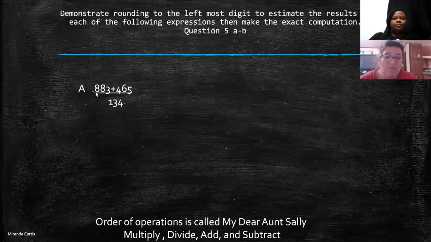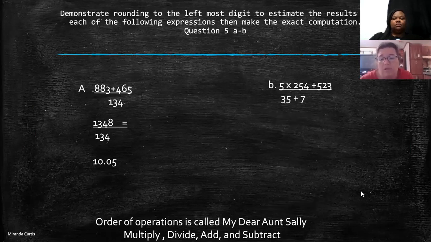So over here we have 883 plus 465 over 134. So what are we going to do? We're going to multiply, which we don't have to yet. So next one is divide. So we looked at it right there, and we did divide, but we added first. We should always add first. We added, and that gave us 1,343 over 134. And then you divide, so it gave you 10.05.